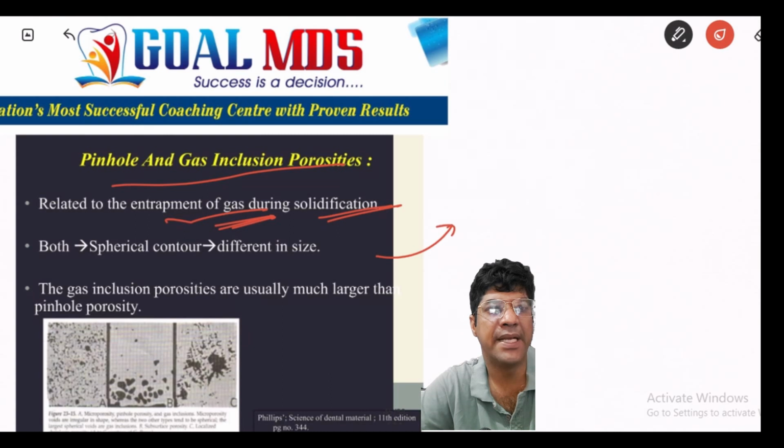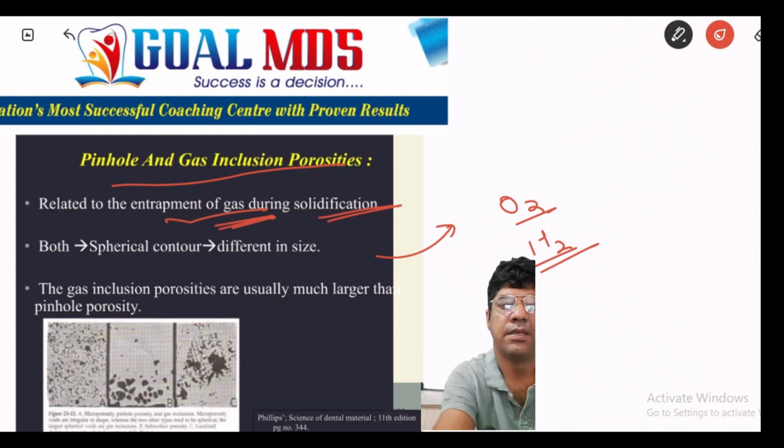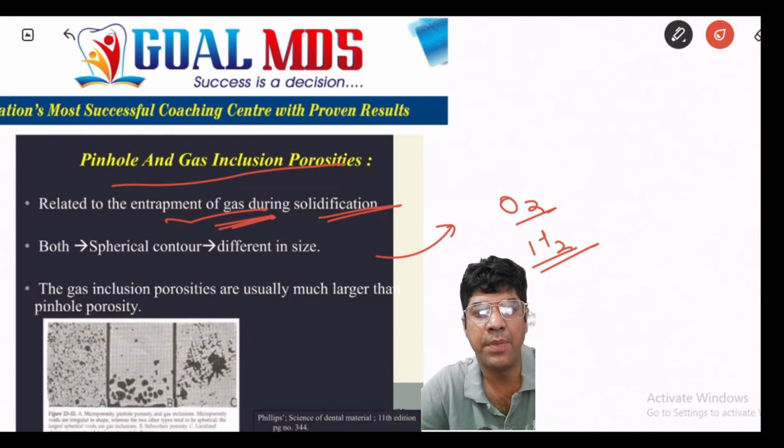What are the most common gases? Like oxygen, hydrogen. So these can absorb water. So these are the gases.